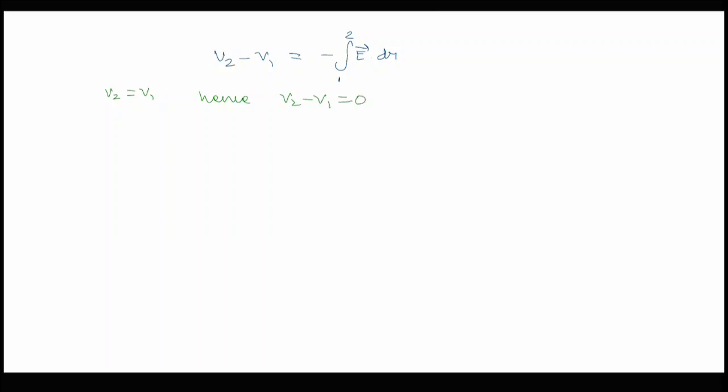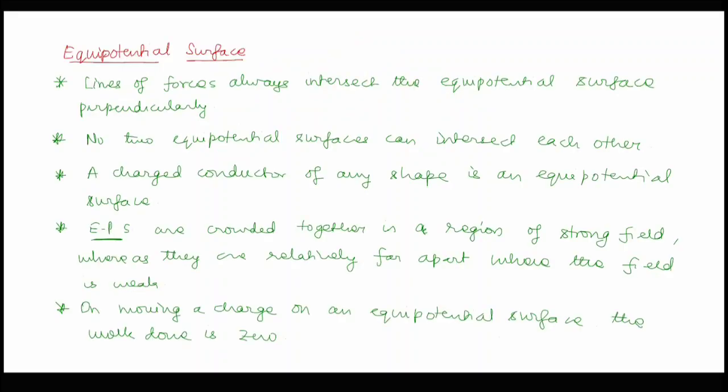So if the LHS is 0, in order to make the integral of E dot dr zero, it is important that the E vector is perpendicular to dr, and that was the reason why we were saying that the electric field lines intersect equipotential surfaces perpendicularly. So this was the reason why the lines of force always intersect the equipotential surfaces perpendicularly.